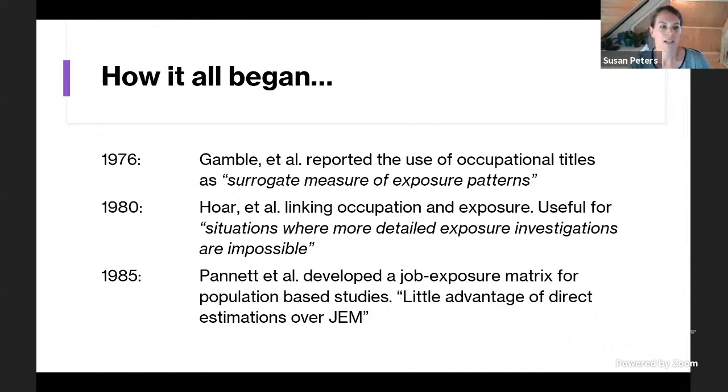And then in the 80s, the real JEMs appeared, and it was basically because it was not possible to get more detailed exposure information that job titles were used as a surrogate. And in 1985, Penn et al. developed, well, they actually called it the job exposure matrix and said there was little advantage of direct estimations over a JEM. So it appeared to work quite well.